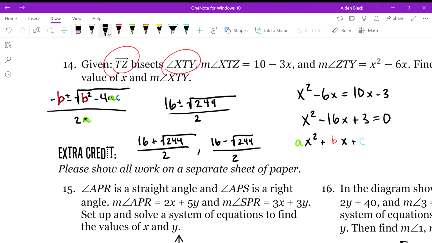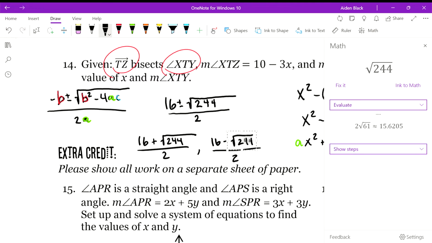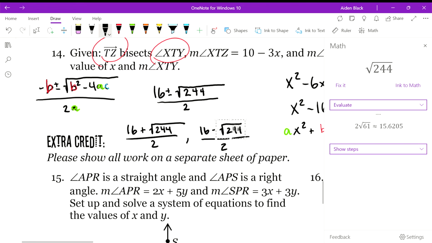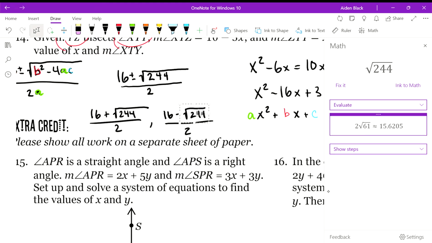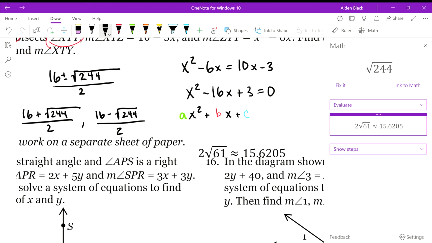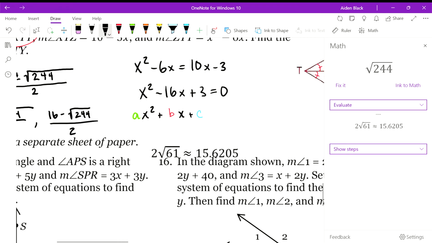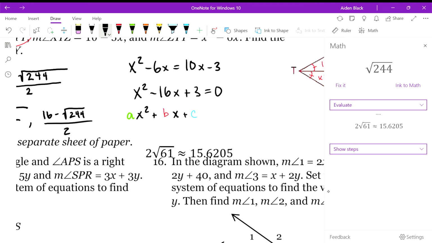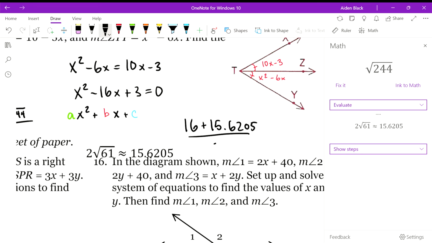What is the square root of 244? Let's see if this will give it to us. Okay, so we have 15.6205. Let's bring this in here. 15.6205. So we have 16 plus 15.6205 all over 2. And then we also have the same thing, but we're subtracting it.